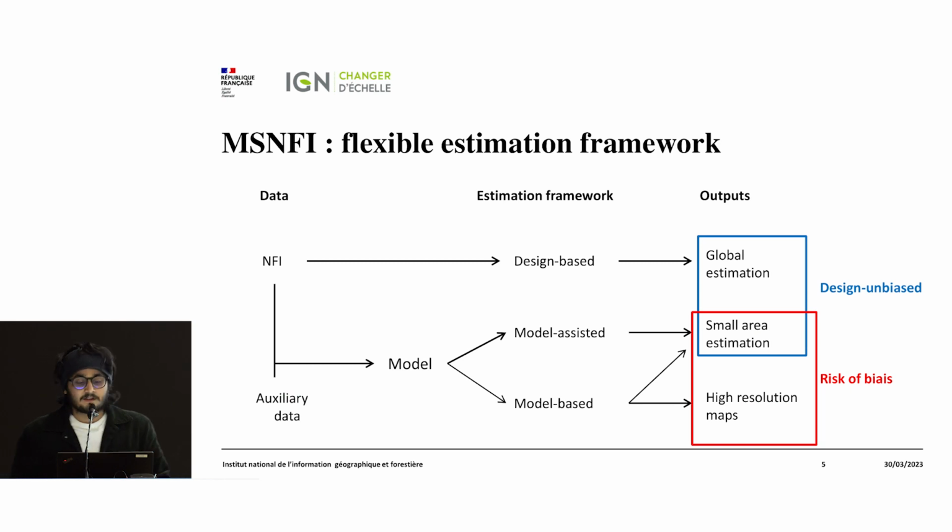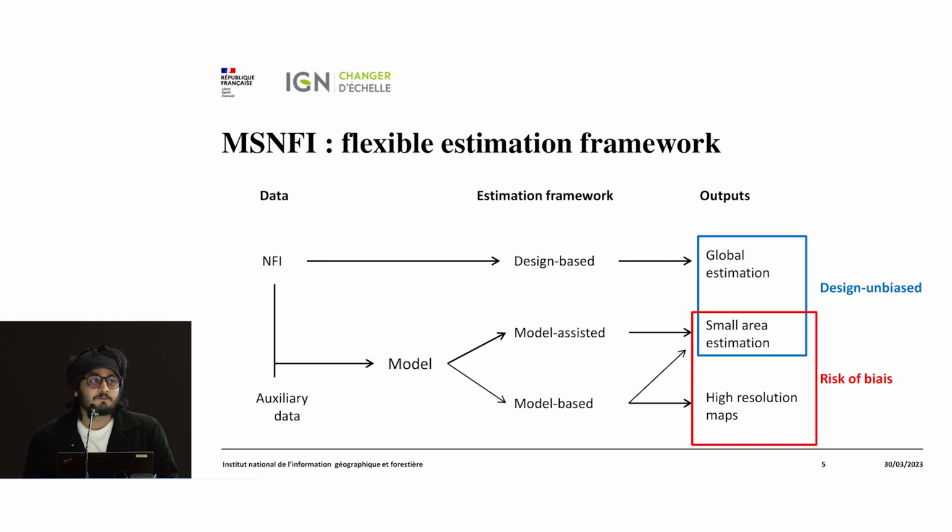So this figure is basically depicting the estimation framework which has been used in MSNFI, which is flexible. So here we have listed 3 estimation frameworks, which are design-based, model-assisted, and model-based estimation frameworks, which are used for various estimation domains. So for global estimation, such as at national or regional level, design-based estimation which incorporates only NFI plots is used to produce precise estimates. And this estimation framework is design unbiased by definition.